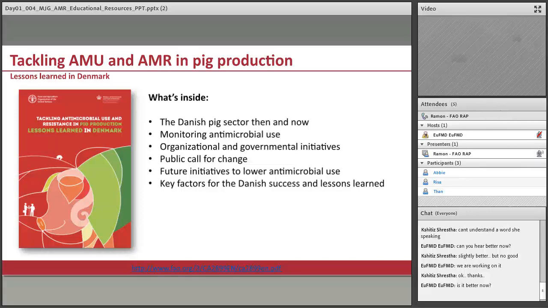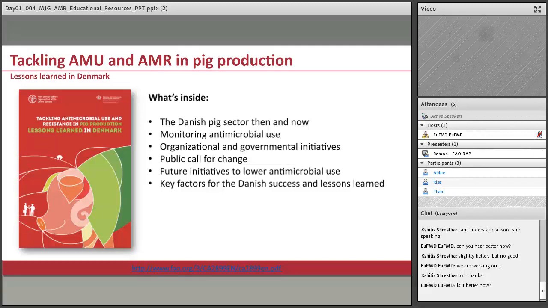This is tackling the AMU and AMR in pig production. This is actually a case presentation on being more successful in mitigating antimicrobial resistance, how they have done this, and how they have involved the private sector to be successful. So I guess this also provides you the context that addressing AMR in livestock is not a one man job or one woman job. It takes community, it takes the private sector, it takes the government, it takes all stakeholders being involved.